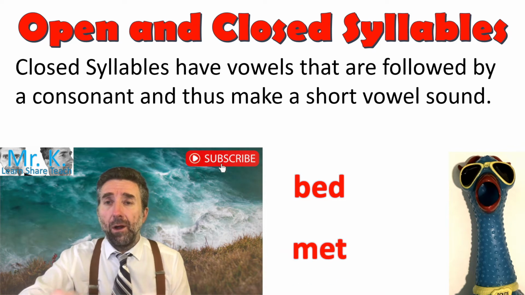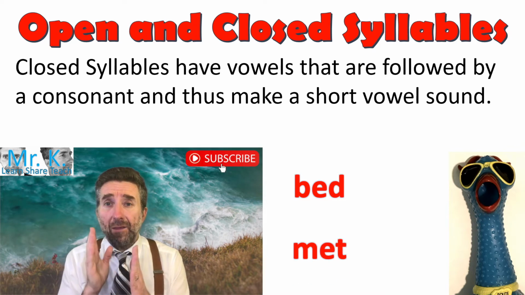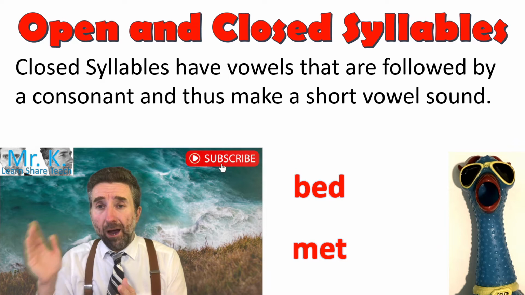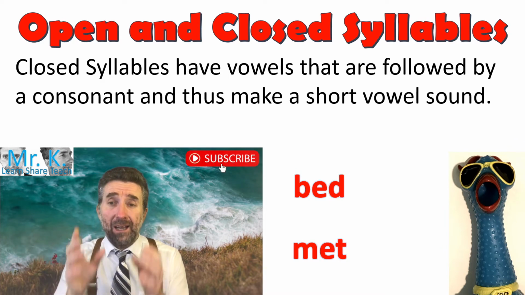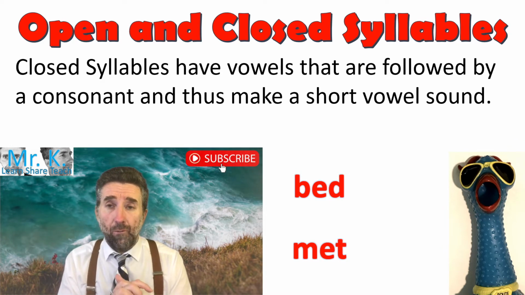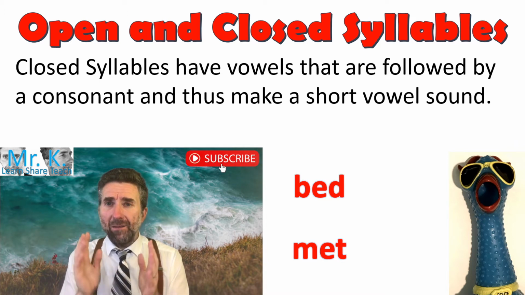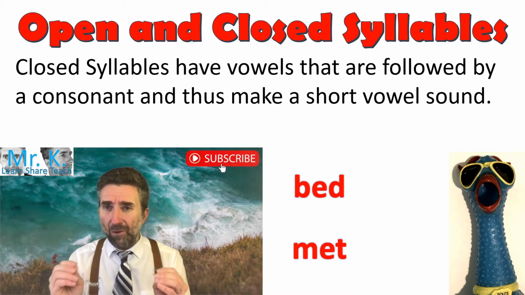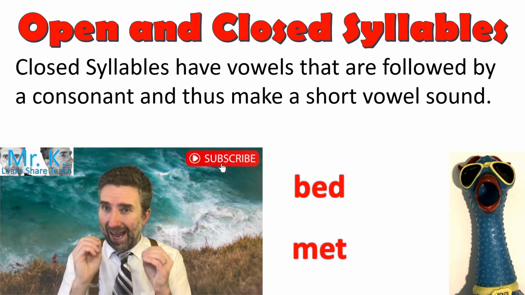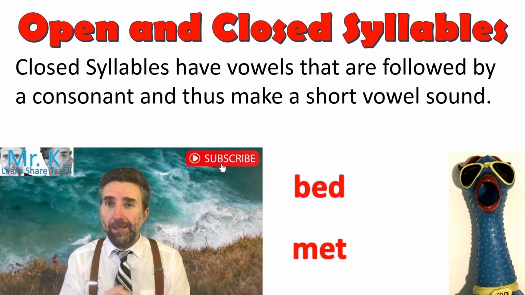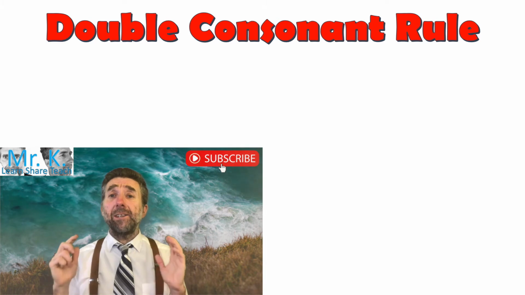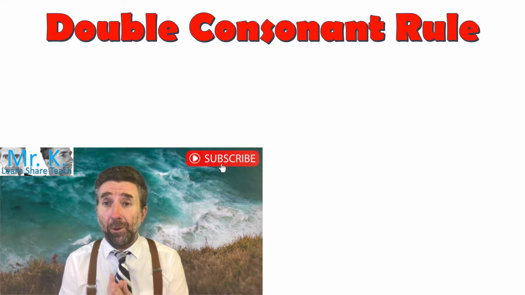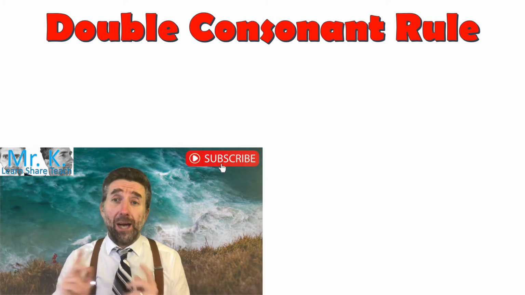Another example, met. Okay, the E, once again, is followed by a consonant, and thus the vowel makes a short vowel sound. Met. Okay, great. Now, this is all fine and good, but stay with me because it isn't as simple as this. Okay, well, let's get into our first real syllable division rule, which is called the double consonant rule.